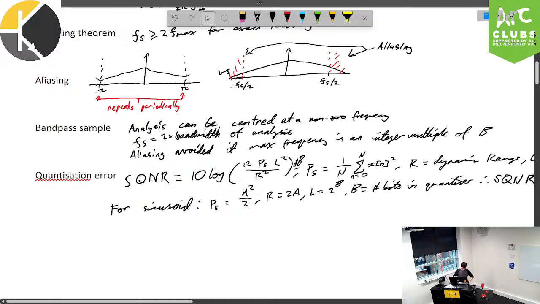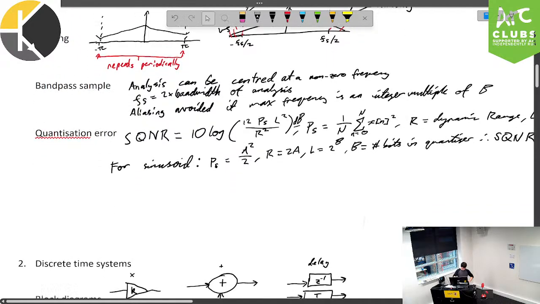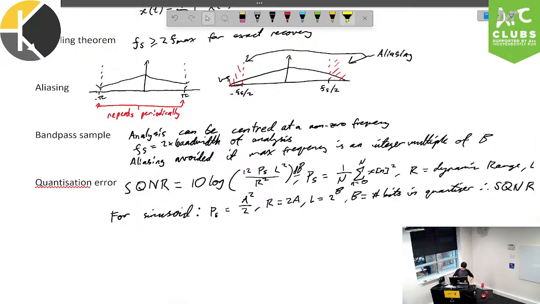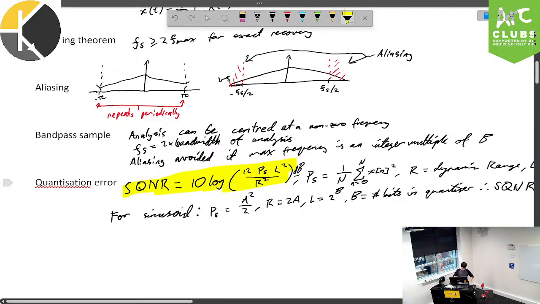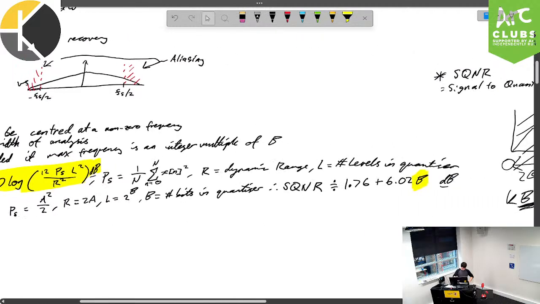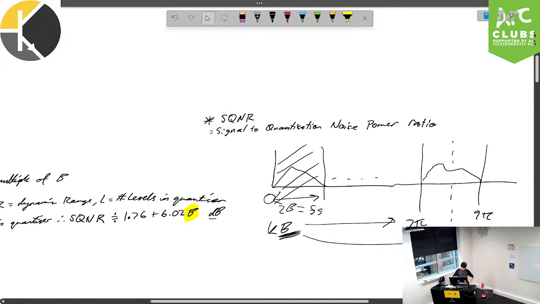Just a reminder, to avoid aliasing, we need to make sure that the maximum frequency that we are trying to capture is an integer multiple of your bandwidth, where bandwidth is a half of your sampling frequency. All right, moving forwards, a little callback to quantization error. It is essentially given by this formula right here, and it is provided in decibels. The way this comes about is we're talking about averaged error, just a little extra things. SQNR is just signal to quantization noise power ratio.